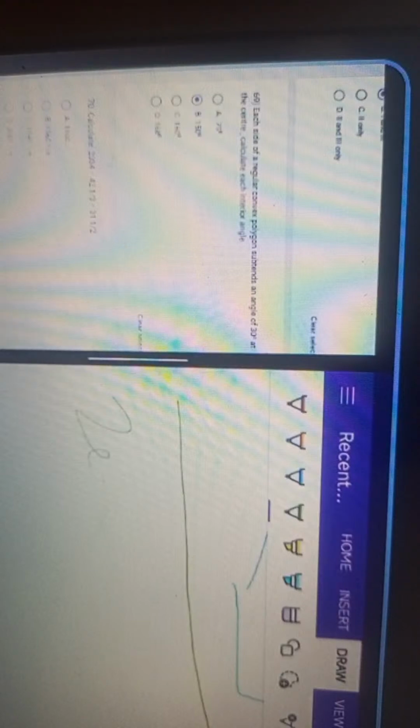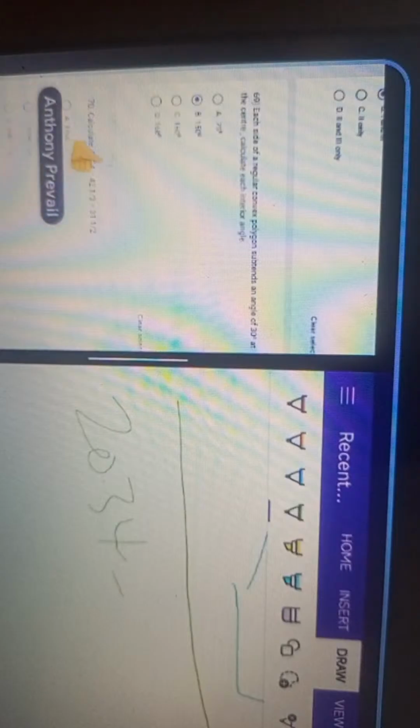So let's solve this question. It says 2034 minus 42 and 1 over 3 minus 31 and 1 over 2. It's just a fraction problem.